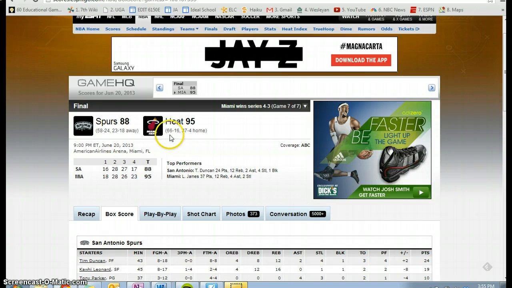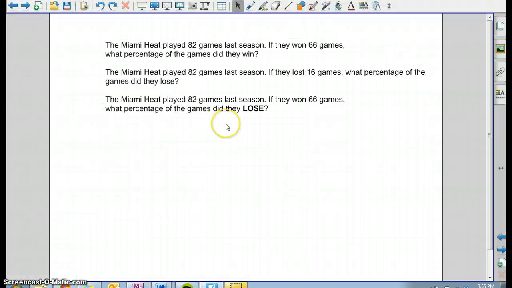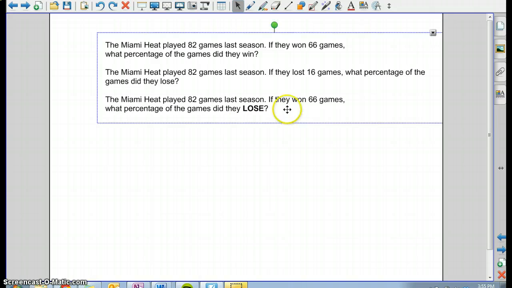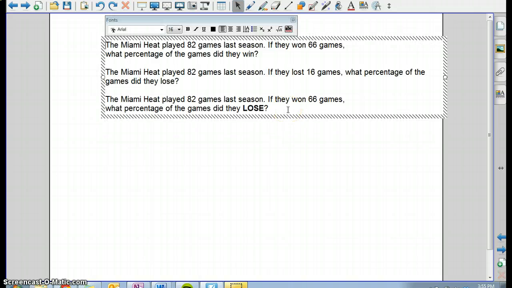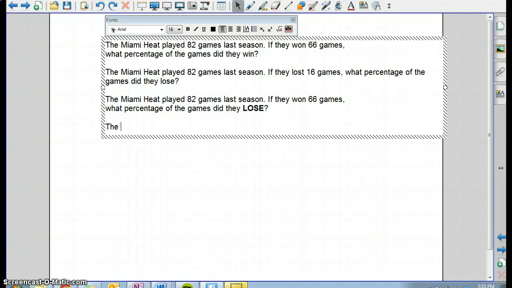I could ask them to figure out the team's record. Well, how could I word that? The Miami Heat played 82 games last season. They won 66 games. What percentage of the games did they lose? Okay, I could do something like this. The Miami Heat played 82 games last season. If they won, and then I could figure out the percentage.